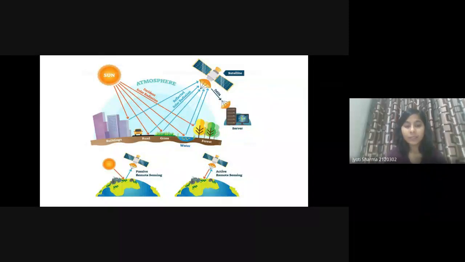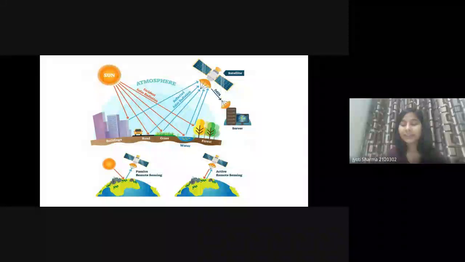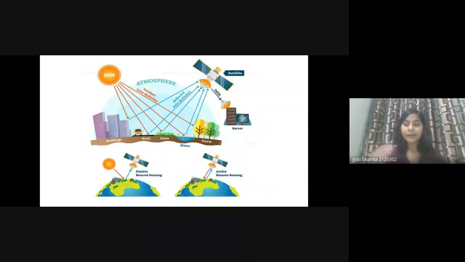For example, if the source of radiation is the sun only, it can be possible in the daytime only, because in daytime the sun will give you the incident solar radiation, and the reflected back radiation will be taken by the sensor. Okay, so this is the passive remote sensing.